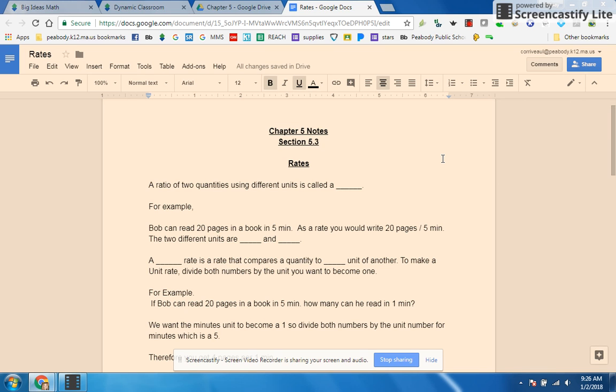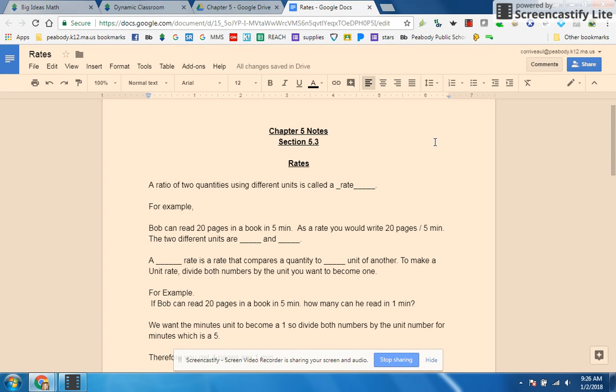So now that we have done ratios, we've done ratio tables, now we're going to work with rates. The good thing is that even though rates are a little bit different, you do solve them using the very same method, so that's good. A ratio of two quantities using different units is called a rate. So this is when you're comparing two quantities that have kind of like nothing to do with each other.